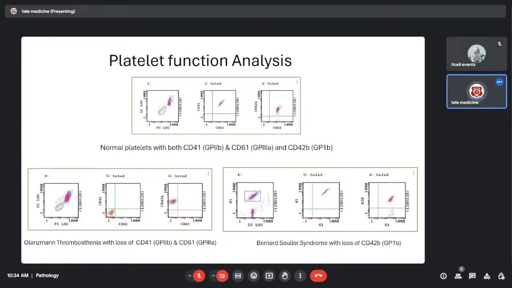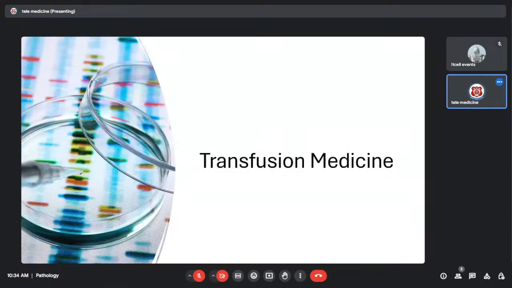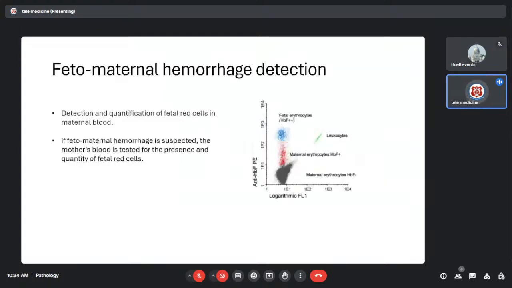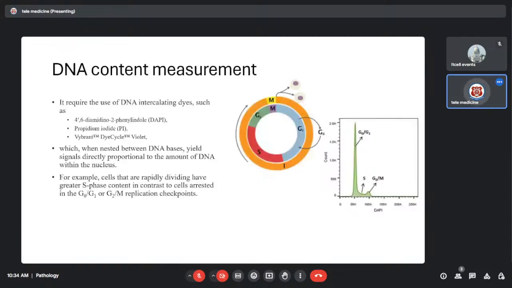Next use, transfusion medicine. So what happens in your Rh disease, there is fetal hemoglobin. So you can actually detect that fetal hemoglobin in the maternal blood by flow cytometry. Cell cycle analysis. Okay. So DNA content measurement.